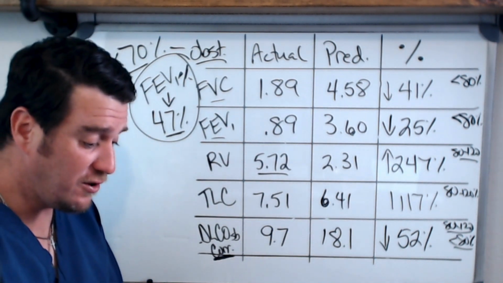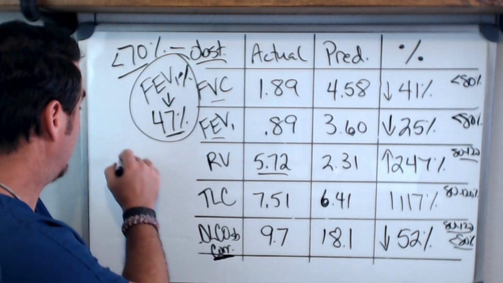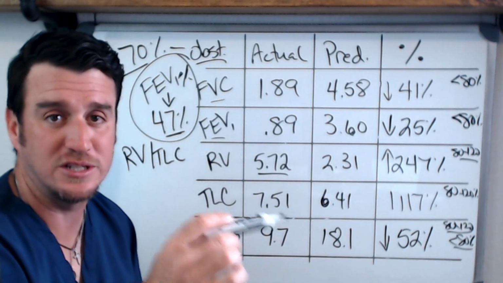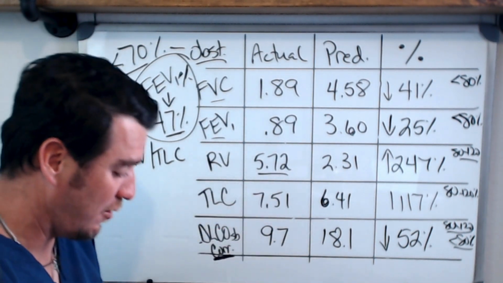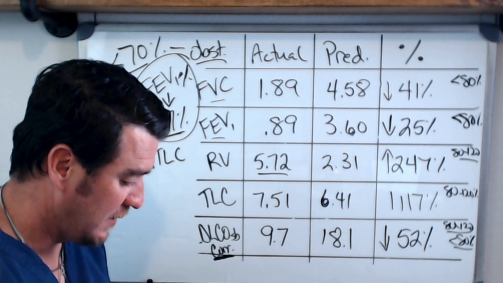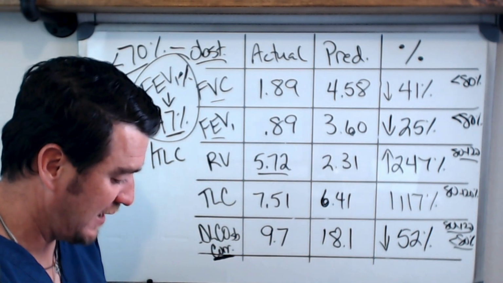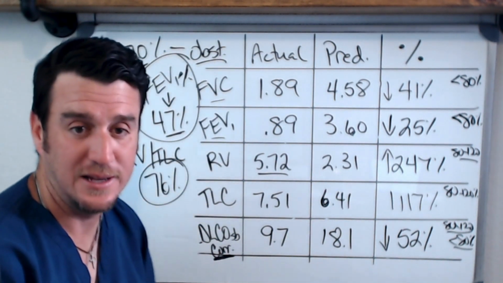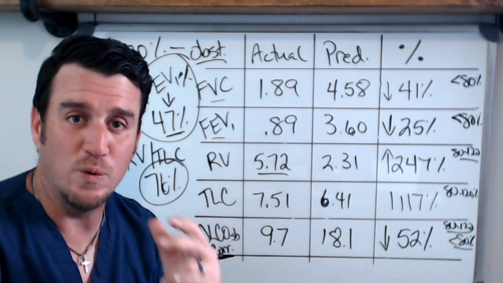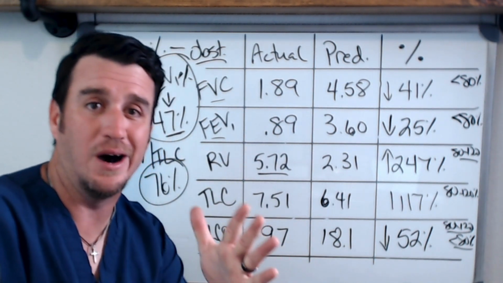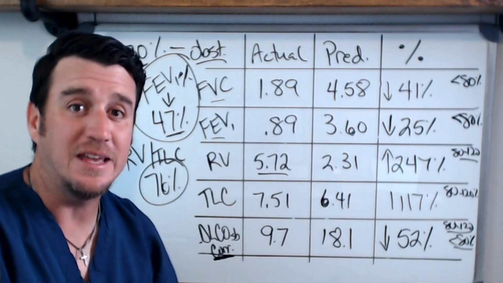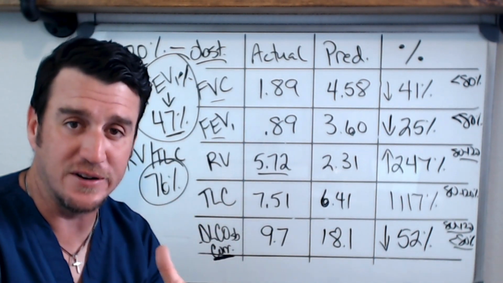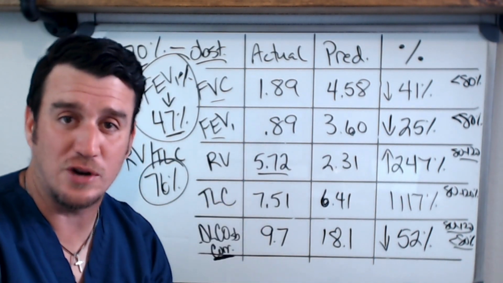Okay, now the other thing you should have calculated is based off of video 2, part 2 of this series, is your RV to your TLC ratio. Now, if we do that, we'll see that 5.72 divided by 7.51 equals 76%. Now, remember I told you that with obstructive lung disease, you can climb above 30%. Anything above 35% is indicative of a severely acute air trapping situation.